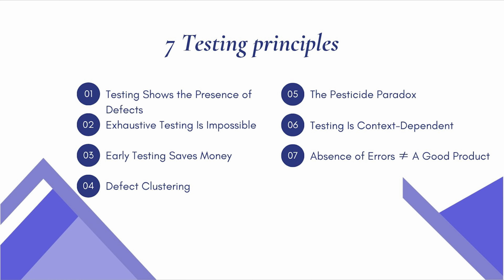Principle number 7. Absence of errors does not mean a good product. Let's say your testing didn't reveal a single bug. Great, right? Not necessarily. Even a bug-free product can fail if it's clunky, unintuitive, or just doesn't meet the user needs. That's why testing should be about value, not just defect hunting.